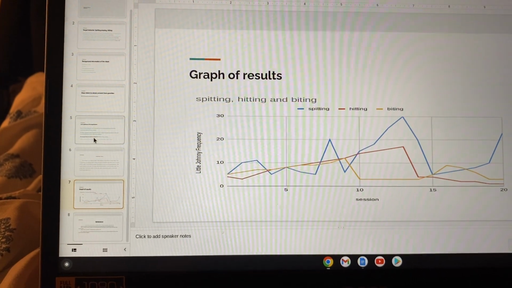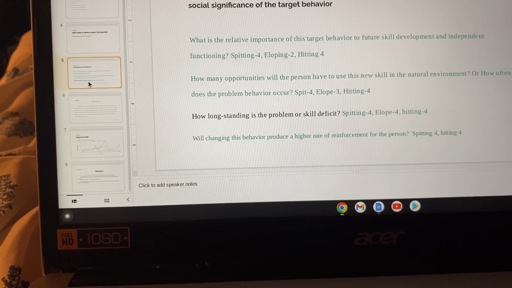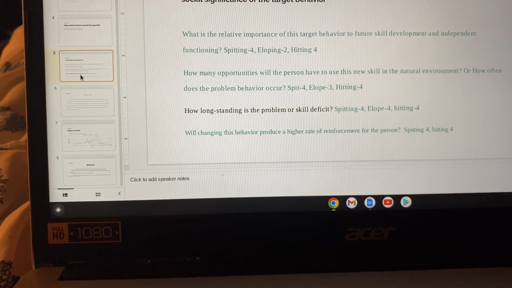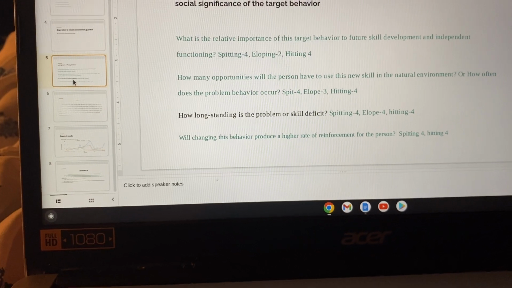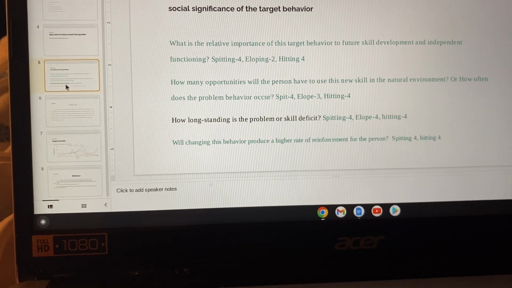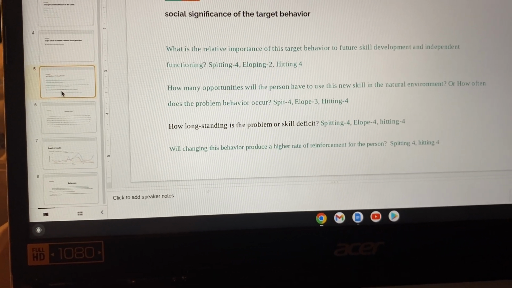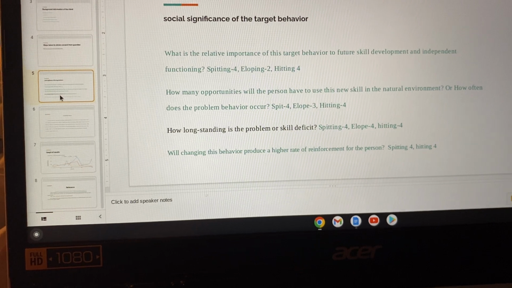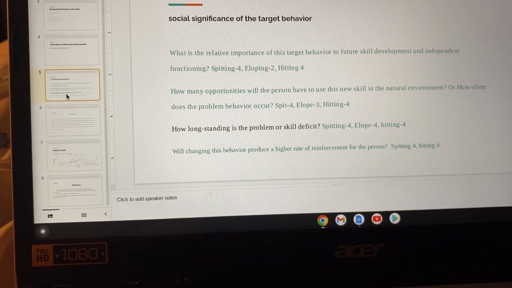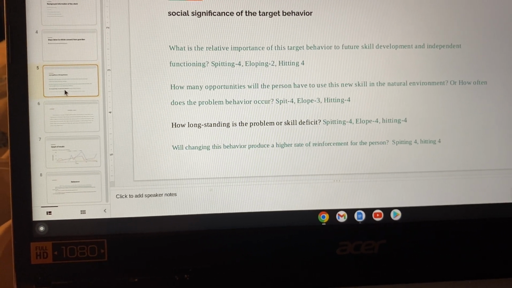So, I'm going back to this last slide, social significance of the target behavior. What is the relevant importance of this target behavior to future skill development and independence function? You have to ask yourself these questions, and how many opportunities will a person have to use the new skill in a natural environment? Is this relevant to the client's everyday environment that they go to?